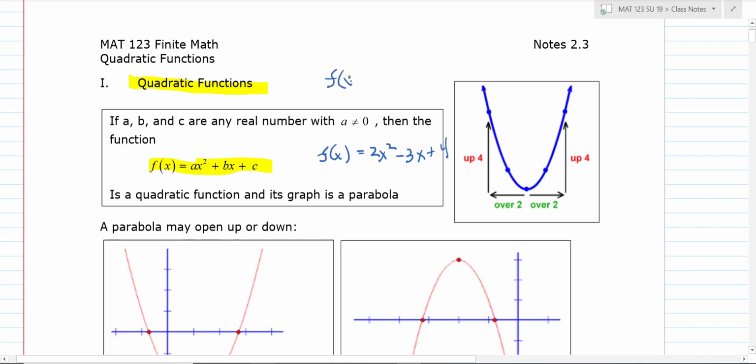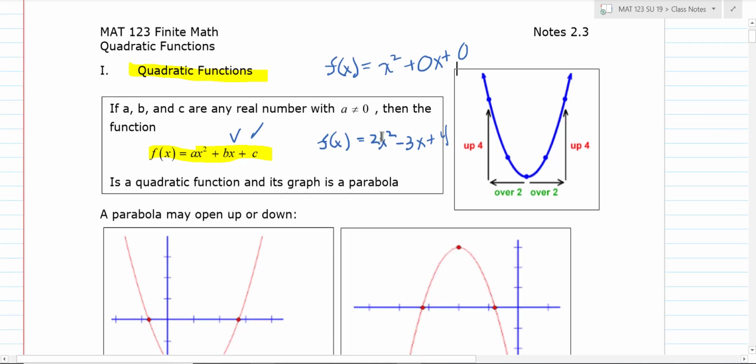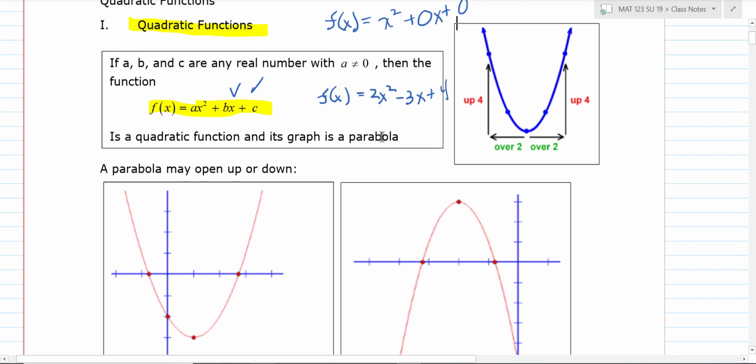Now, you have to have the x squared, but you don't have to have the other two terms. You could just have f of x equals x squared. You have to have the x squared, but the other two positions you don't need to make it quadratic, because this could be written like this. So you've got to know what we mean by quadratic function. A, b, and c can be any number.